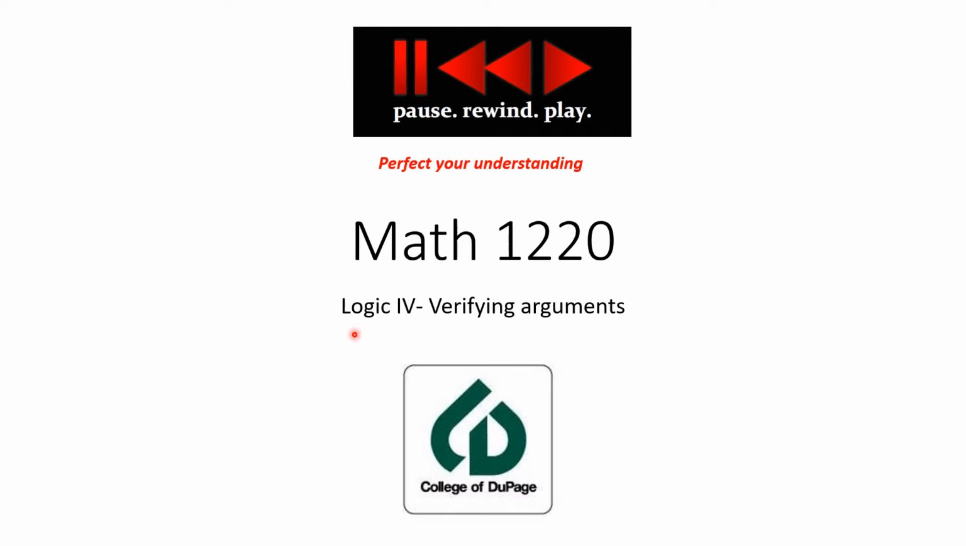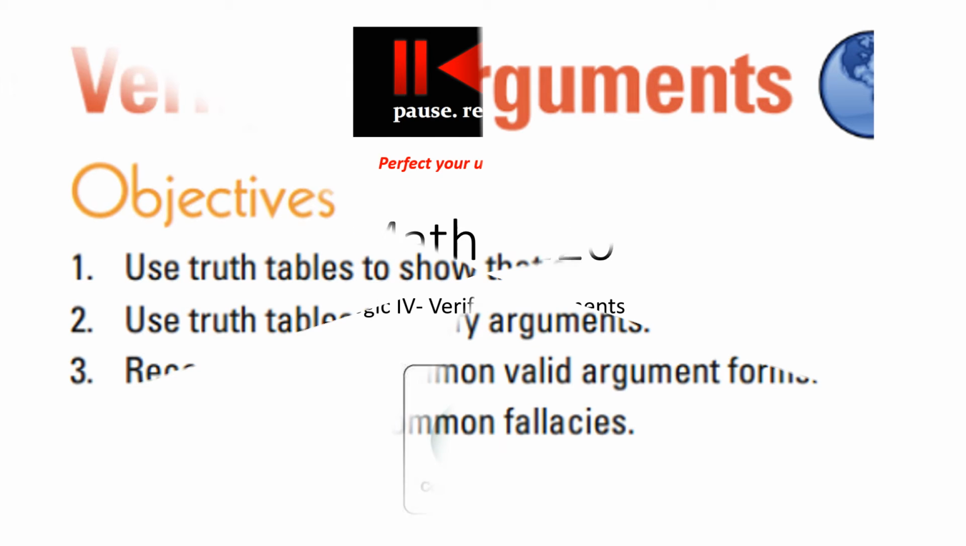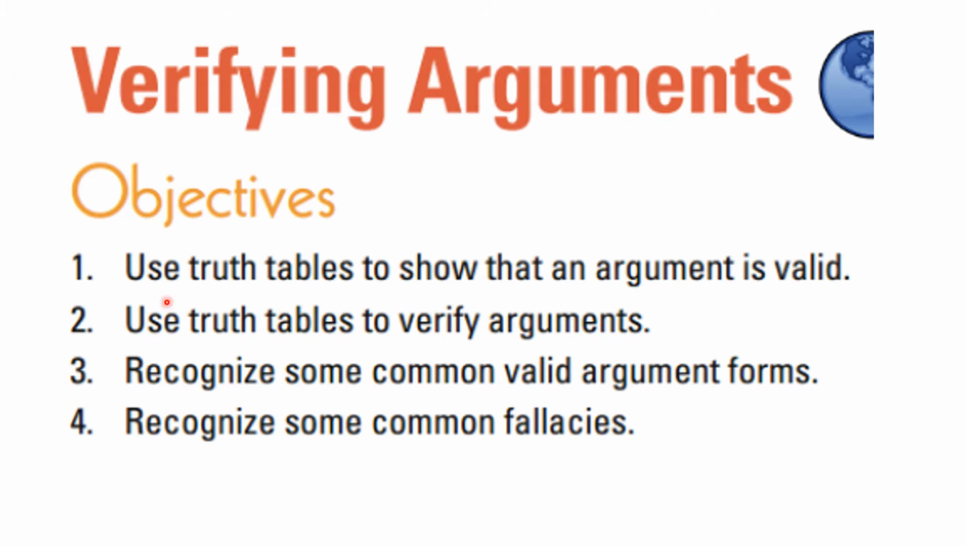The title of this lecture is Verifying Arguments Using Logic, and this is the fourth lecture in our logic series. As always, please be an active learner while you watch this video. At the end of this video, you'll know how to use truth tables to show that an argument is valid, use truth tables to verify arguments, recognize some common valid argument forms, and recognize some common fallacies.